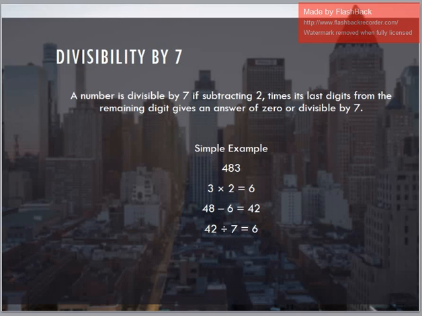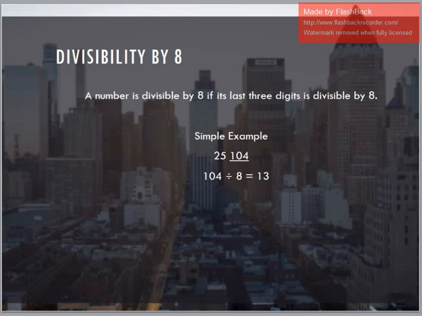Once we get the difference, which is 42, we now divide 42 by 7 to know if it is divisible by 7. So 42 divided by 7 would be equal to 6. Which leads us to conclude that 483 is divisible by 7. That's it, it's self-explanatory, and I know you can do it, guys. So let's proceed to another one.